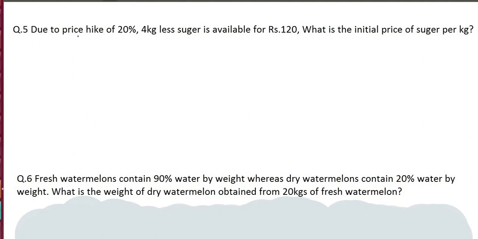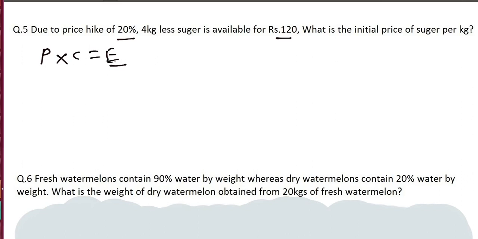So due to price hike of 20%, 4 kg less sugar is available for rupees 120. What is the initial price of sugar per kg? So this question can be solved by using product stability. That means here the formula is price into consumption is equal to expenditure. So we are going to keep the expenditure constant, right?